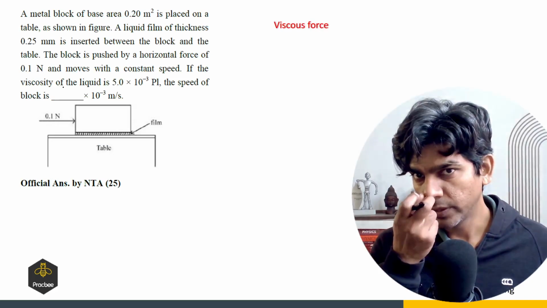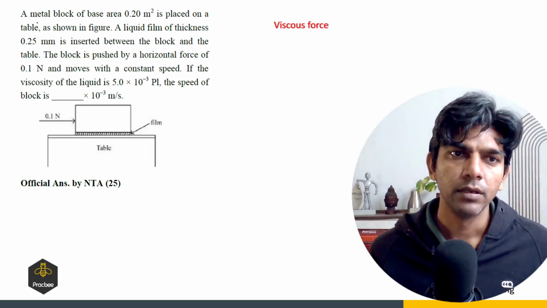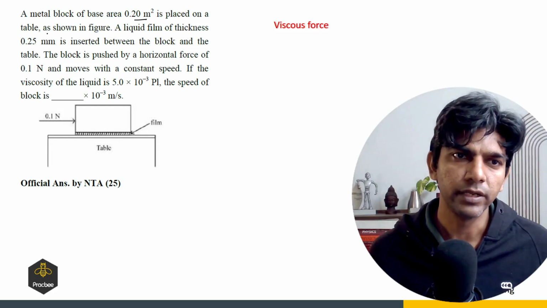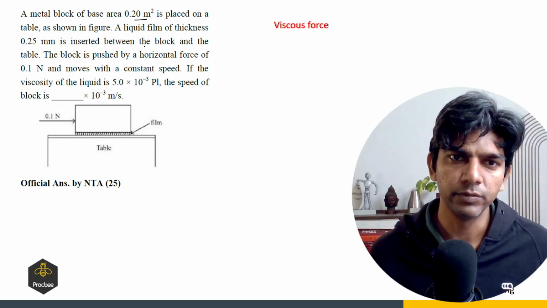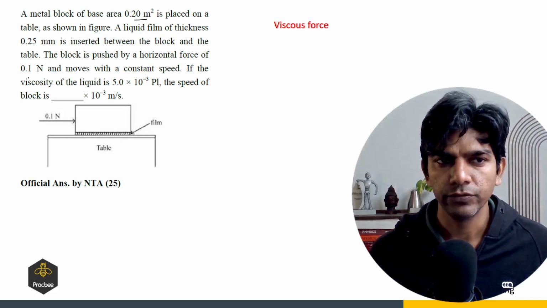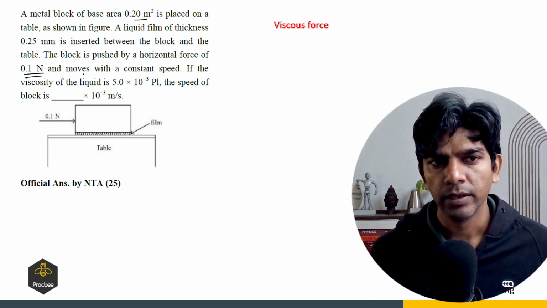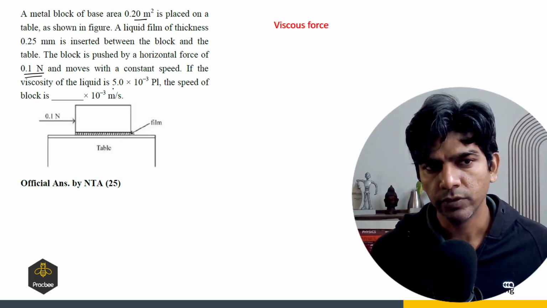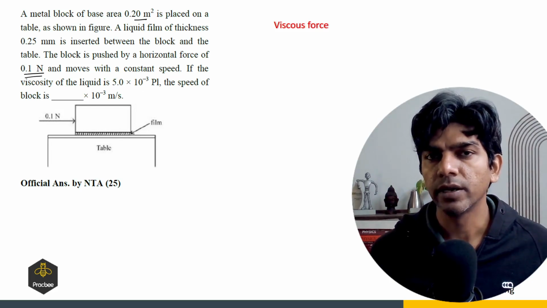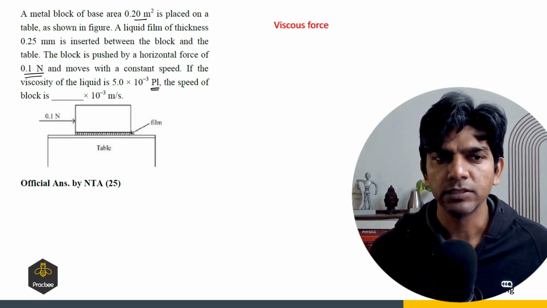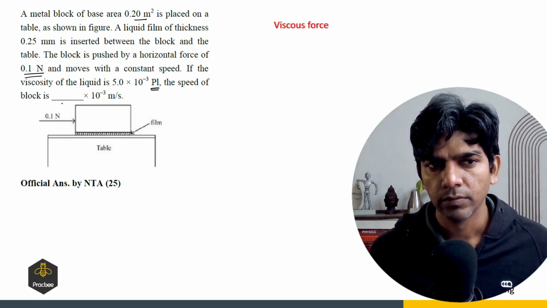Another question based on viscous force. A metal block of base area 0.2 square meter is placed on a table as shown in the figure. A liquid film of thickness 0.25 millimeter is inserted between the block and the table. The block is pushed by a horizontal force of 0.1 Newton and moves with a constant speed. If the viscosity of the liquid is 5 into 10 raised to power minus 3 Poiseuille, and this is the SI unit, right? The speed of the block is?